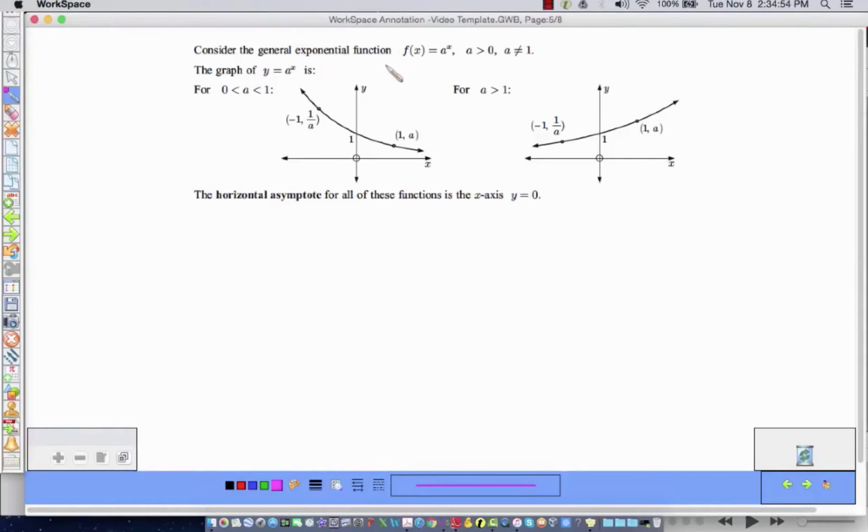The general exponential function f of x equals a to the x, okay? The graph of a to the x looks like this when a is a fraction, okay? And when it's not a fraction, it goes up. Usually you're used to seeing this go up real quickly. I wish this drawing was better. I apologize for that. But it's the graph of an exponential function. And the horizontal asymptote is y equals 0, the x-axis.